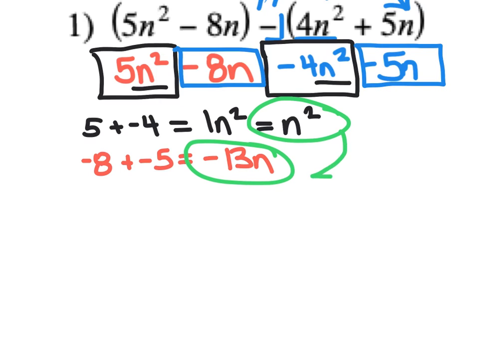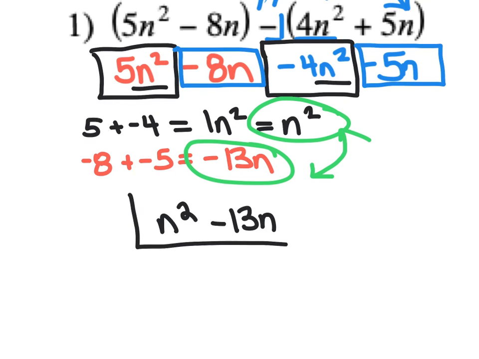So when I combine my like terms, I have an n squared and a negative 13n. I want to add these together, or rewrite them as n squared, and then I could write plus a negative 13n, but instead I'll just write that as minus 13n because adding a negative and subtraction are the same. And notice how I write my n squared first. I always write my highest exponent first.